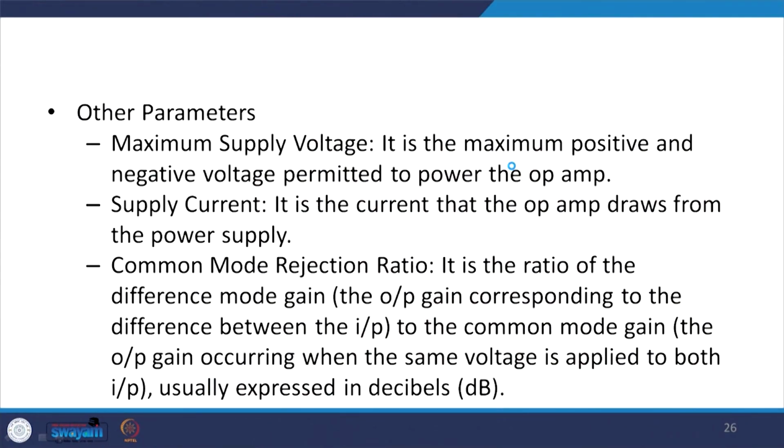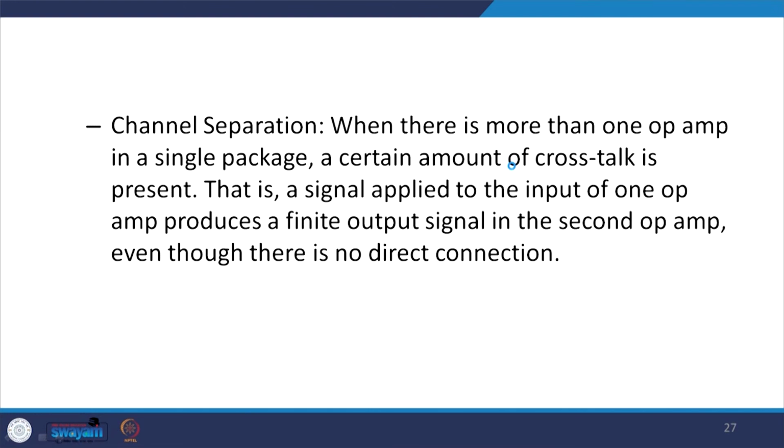Then common mode rejection ratio. It is the ratio of the difference mode gain, that is the output gain corresponding to the difference between the inputs, to the common mode gain, that is the output gain when the same voltage is applied to both the inputs, and this is usually expressed in decibels.